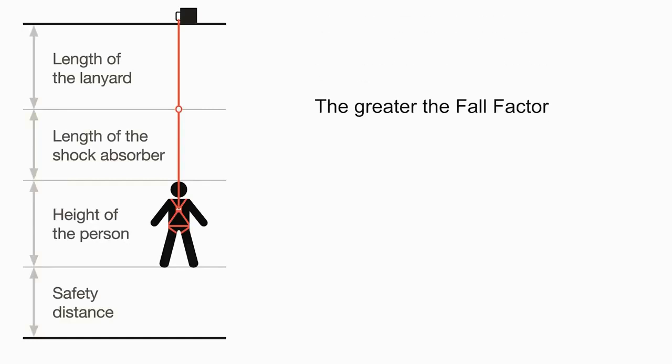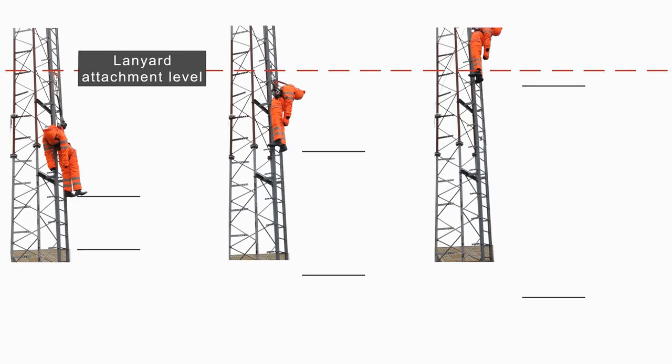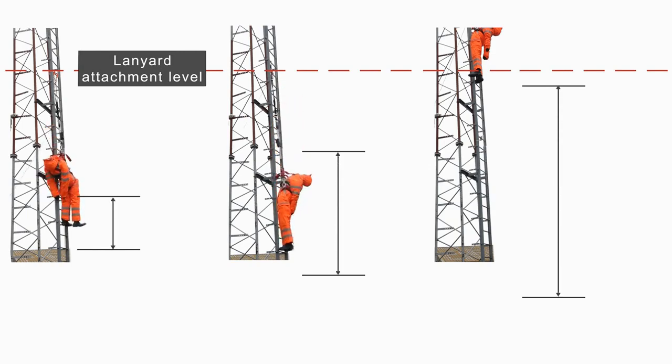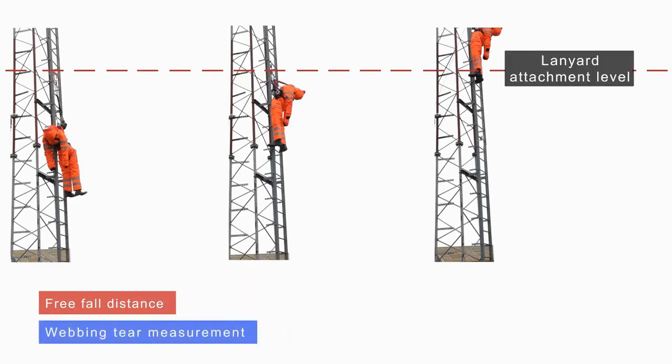In summary, the greater the fall factor, the larger the clearance distance that is required. The example in the video shows the realistic clearance distance required between the climber's feet and the ground for fall factor 0, fall factor 1, and fall factor 2. This distance also includes the safety margin.